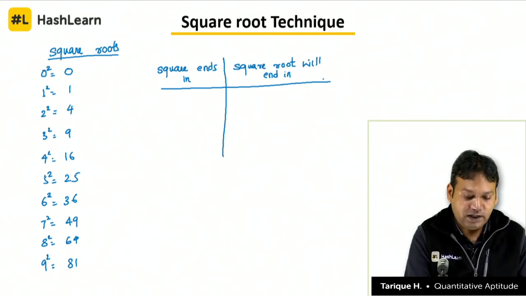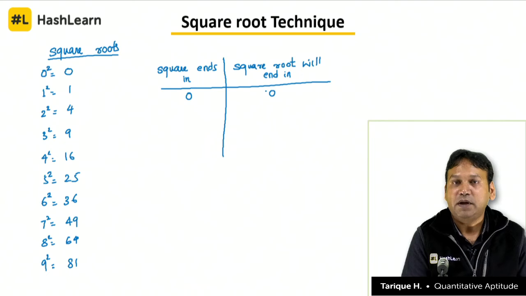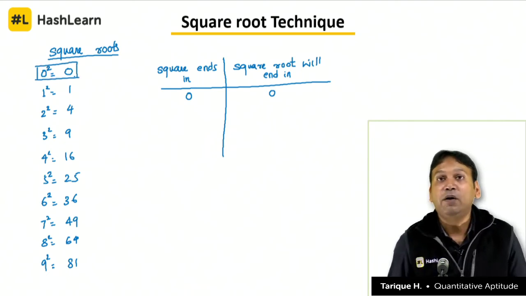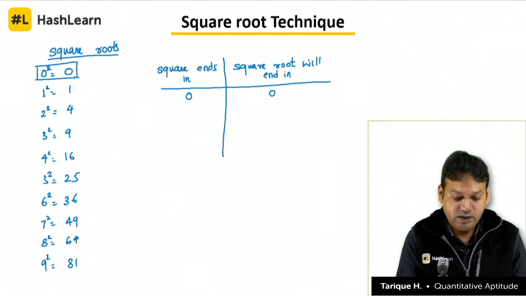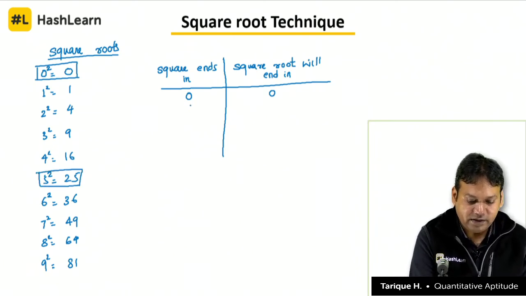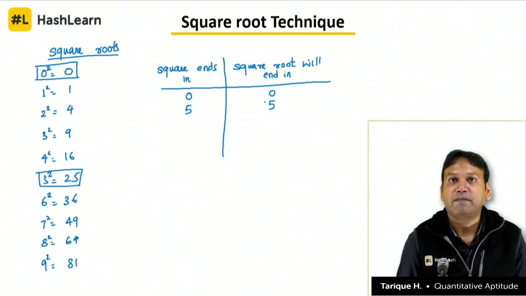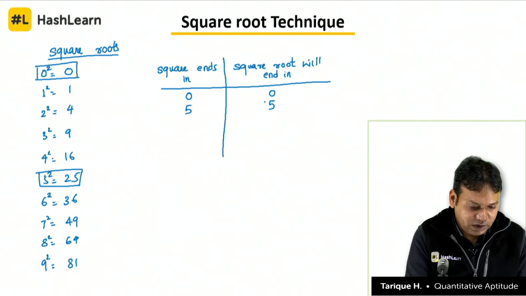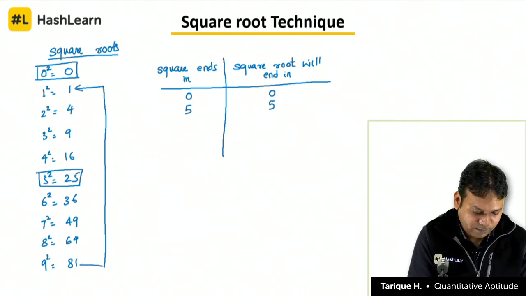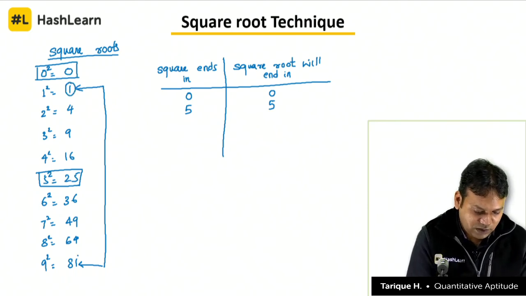So, first of all you see if the square ends in 0, square root will end in 0. No other number is ending in 0, can you see that right here, very simple. And similarly no other number is ending in 5. So, if the square ends in 5, the square root will also end in 5, okay. But for other numbers you see there are two options, 1 square is also ending in 1 and 9 square is also ending in 1.